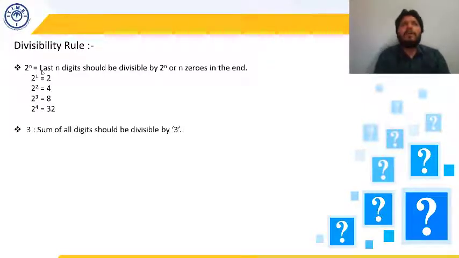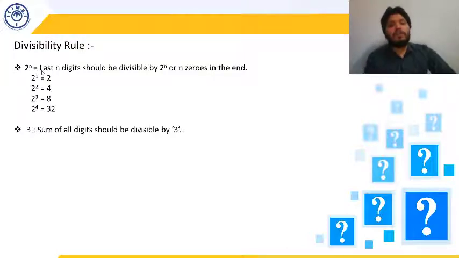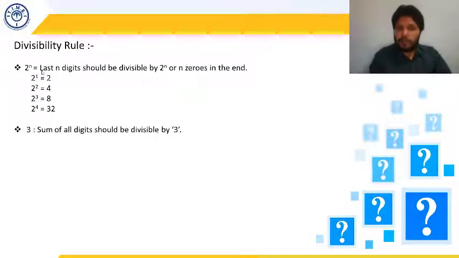Suppose I take the number as 632, is it divisible by 3? So 6 plus 3 is 9, 9 plus 2 is 11. So the sum of the digits is not divisible by 3, so the number is also not divisible by 3. So for a given number, if its sum of digits is divisible by 3, then the number is also divisible by 3, and if not, then the number is also not divisible by 3.